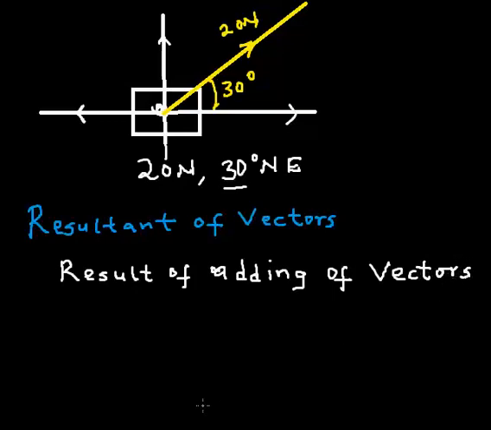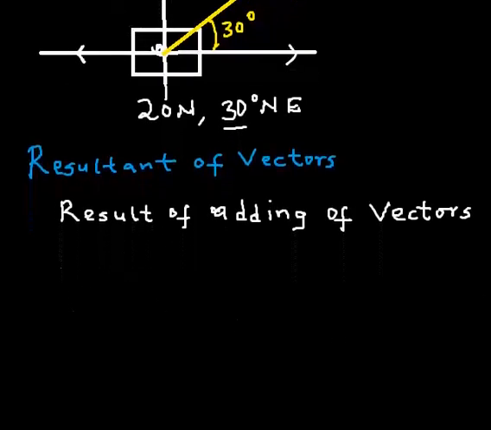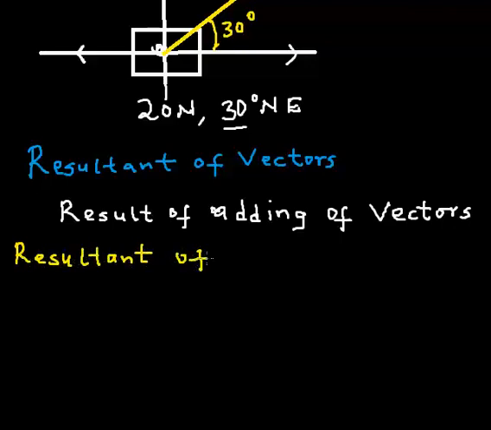Now, depending on the direction of the vectors, there are different methods by which we add vectors. We are going to look at case scenarios. In this case, we are just going to start with the resultant of two vectors. We are looking at how to find the resultant of two vectors.